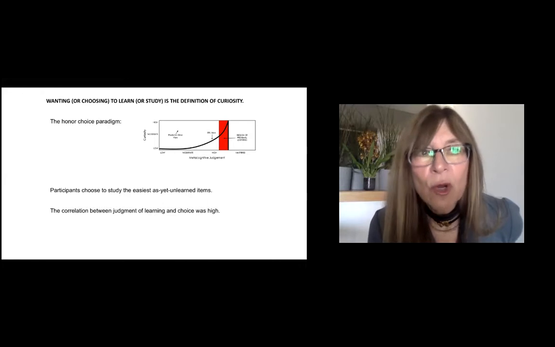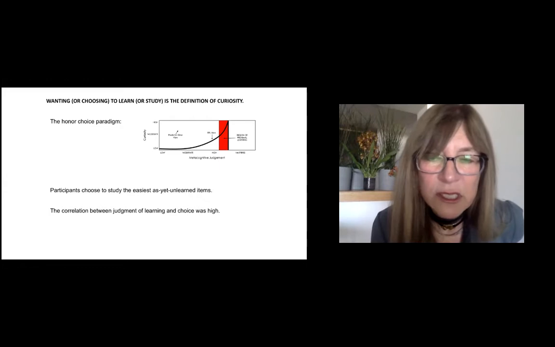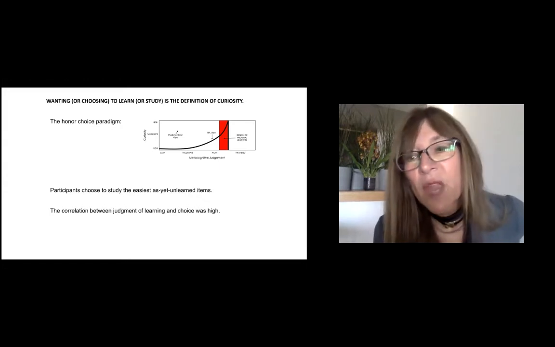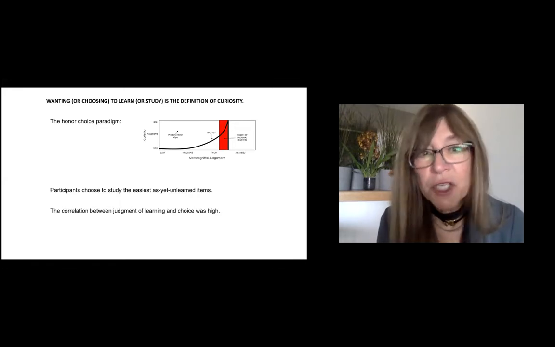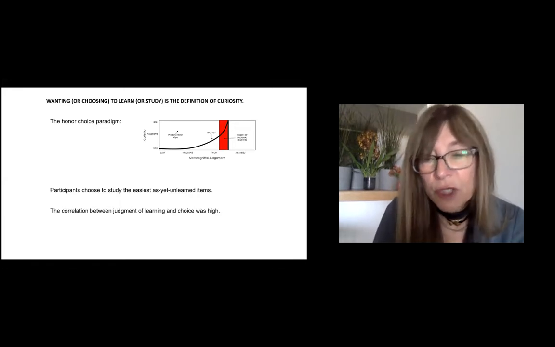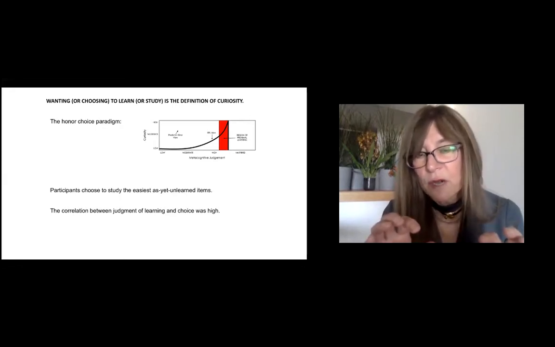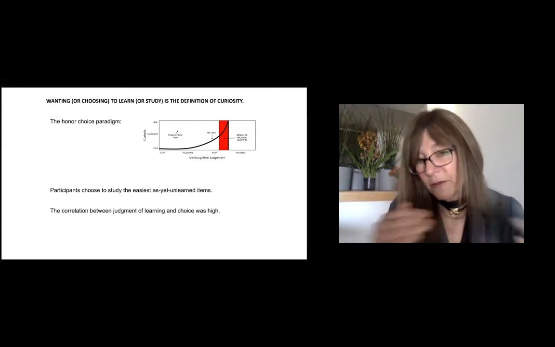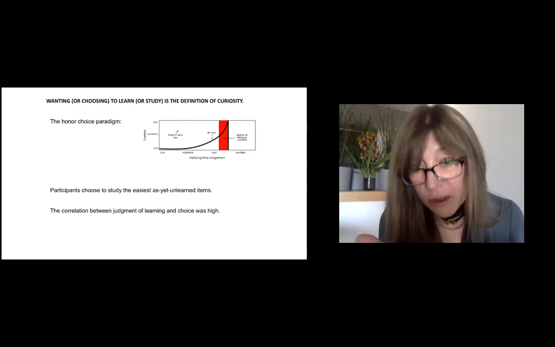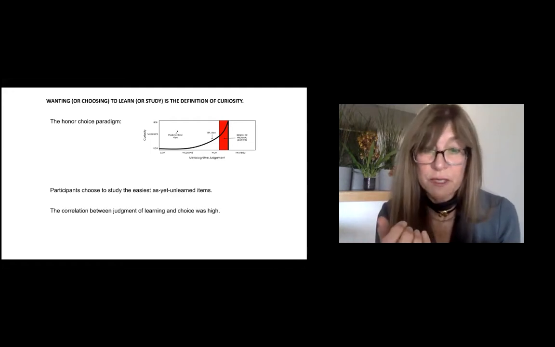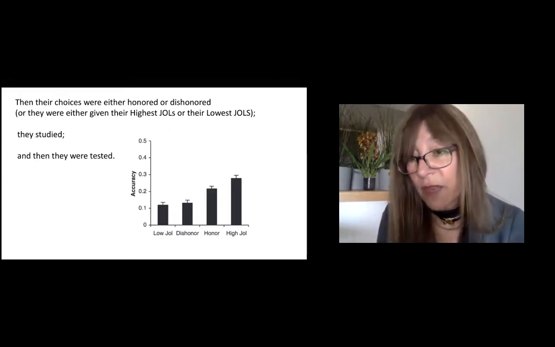There's more. After people chose, their choices were either honored or they were dishonored. So they were allowed now to study half of the items, and the computer either gave them their high judgments of learning or their low judgments of learning, okay, because they knew what the JOLs are. Or it gave them what they chose or what they failed to choose, what they omitted. And then he looked at later how well they did.